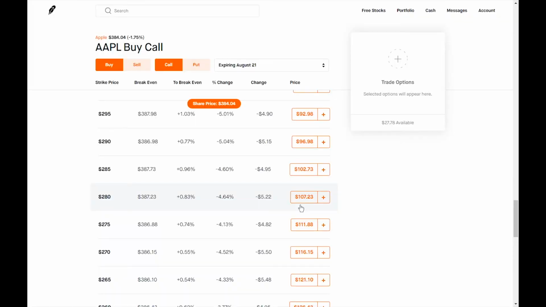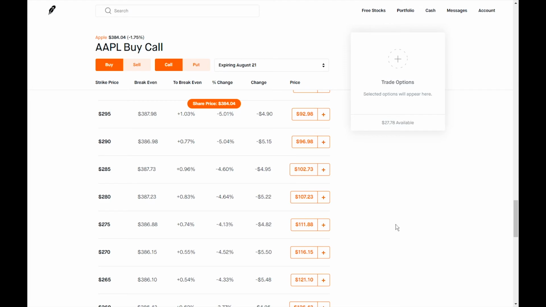But there is a way to combat this, and that's through spreads, which we'll go over in another video. With spreads, you're essentially limiting the potential profit, but you're also limiting the amount that you can lose. You know how much you can profit and how much you can lose going into it. But that's for a whole other video.